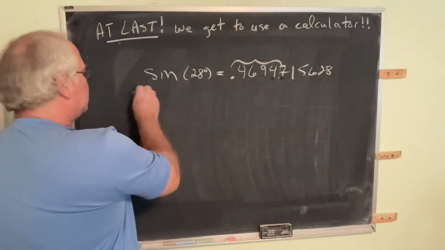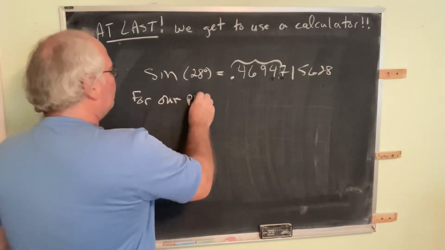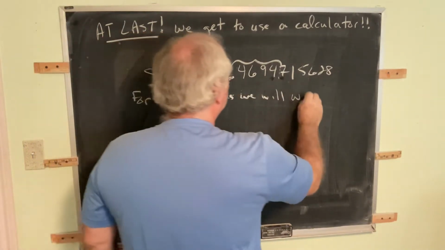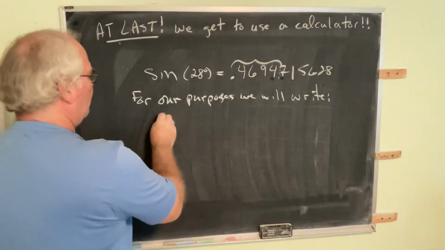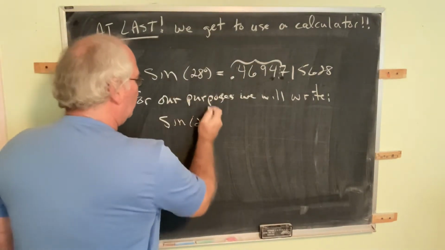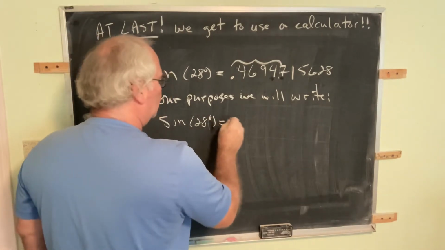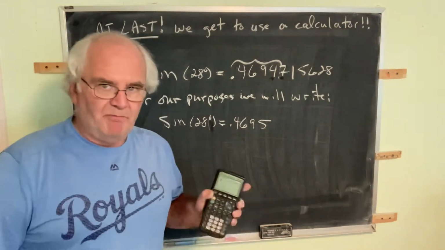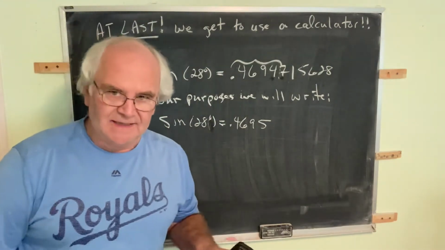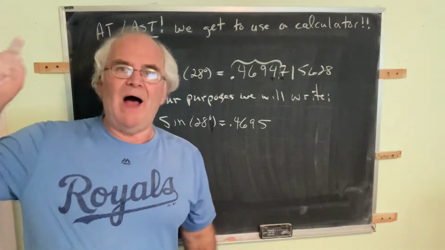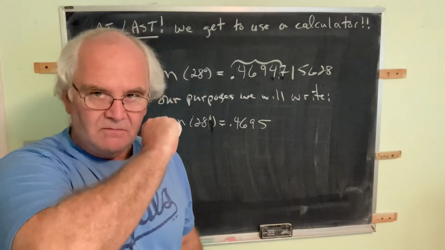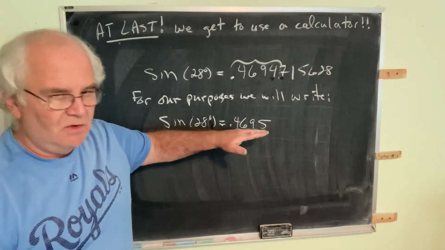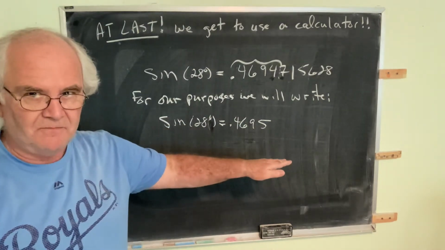So for our purposes, we will write the following. We will write that sine of 28 degrees is equal to 0.4695. If you put 0.4694, that will be marked wrong. That means you either had the wrong number, or you did not round correctly, or you didn't follow directions, or something went off the beam.